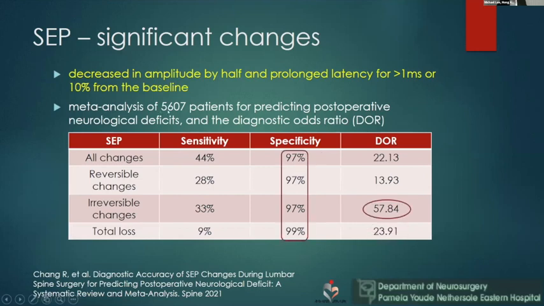So this is a meta-analysis of 5,600 patients predicting the post-op neurological deficit. Including all changes and irreversible changes, you have very good specificity, but you have variable sensitivity. Because in some studies, we don't know the preference yet. There may also be other factors affecting the surgery that may give you false positives. So this is quite variable. But if you are talking about the specificity, this is very good. And for irreversible changes, the diagnostic odds ratio is also very good. And if you are talking about total loss of SSEP, then it really signifies that the patient will have problems post-op, will have post-op deficit.